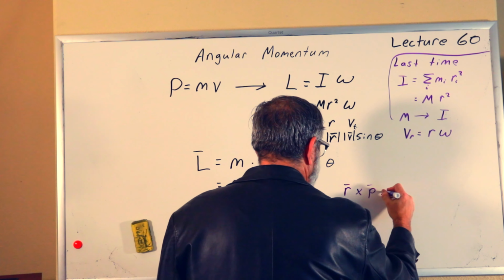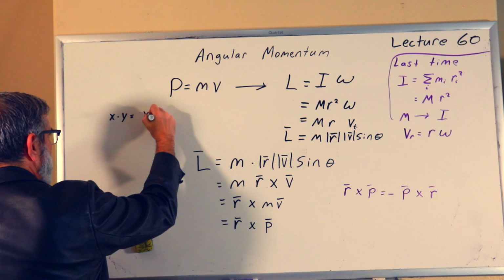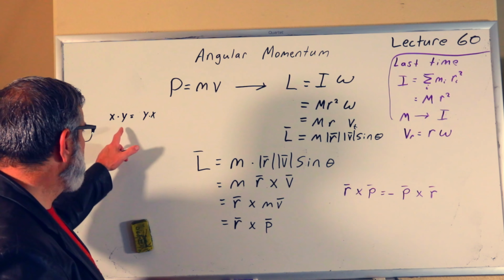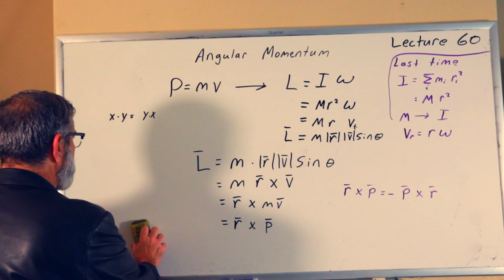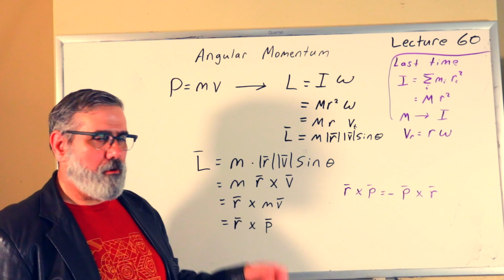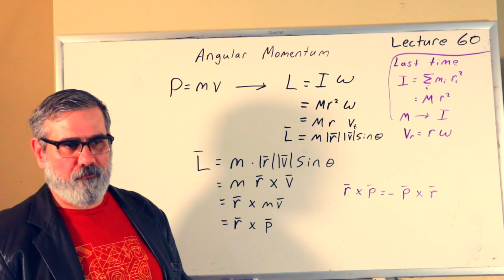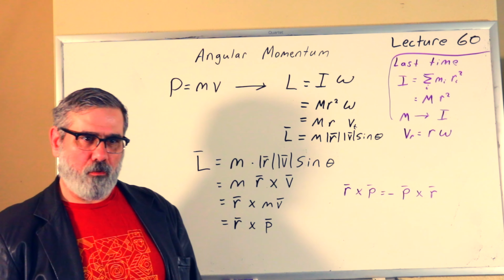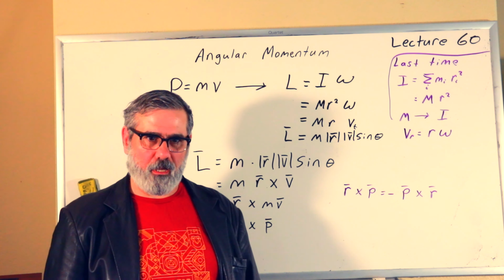Another way to say that is that r and p don't commute. Remember the commutative property? For example, x times y is the same thing as y times x. So 2 times 3 is the same thing as 3 times 2. For scalars, multiplication commutes. Cross products, which are vector products, do not commute. I think that is all I wanted to tell you.